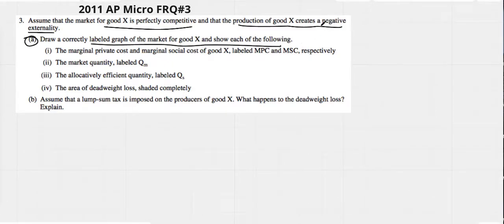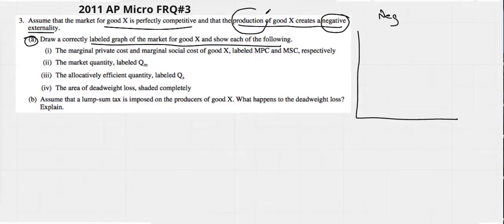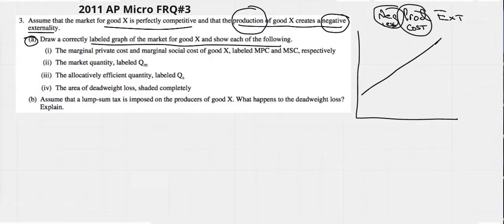So, if we draw, we understand a couple of things here. First of all, it's a negative production externality. Negative always means we want less of it. Production means two cost curves. The problem with this externality is production, which implies supply or cost curves.